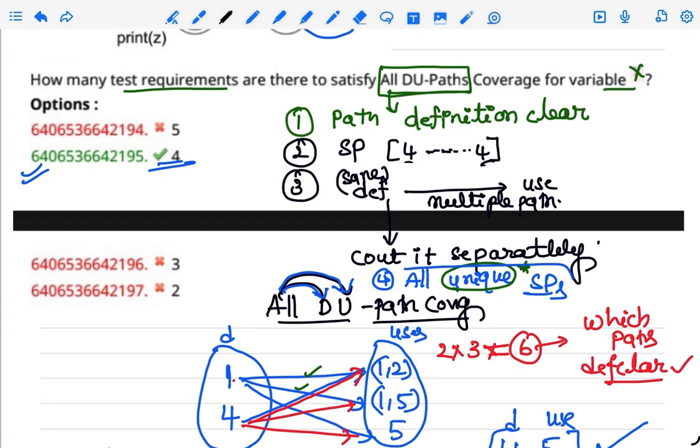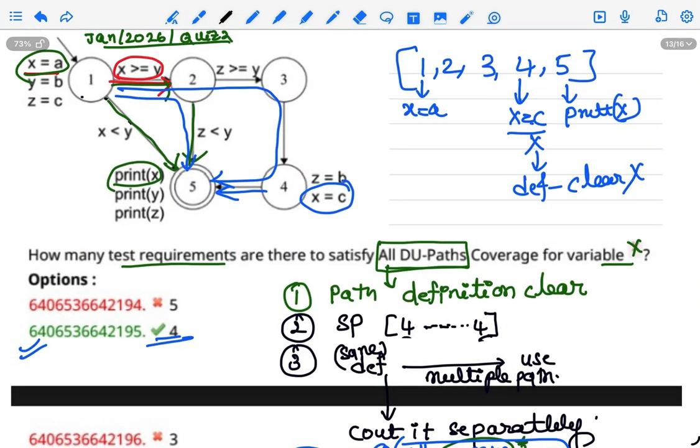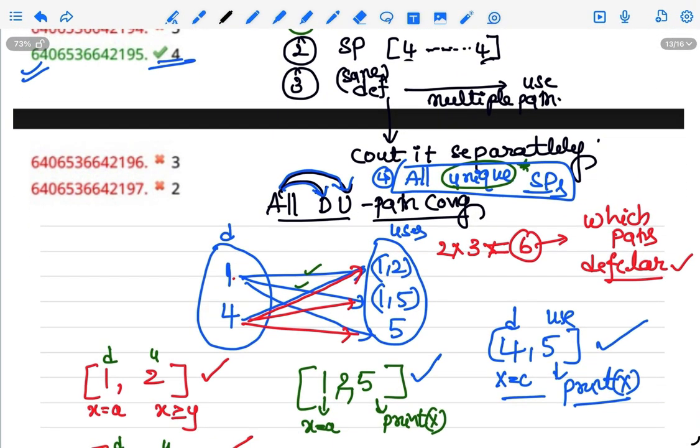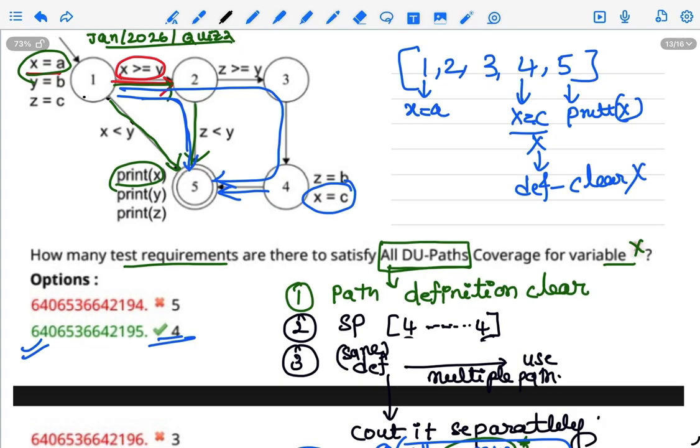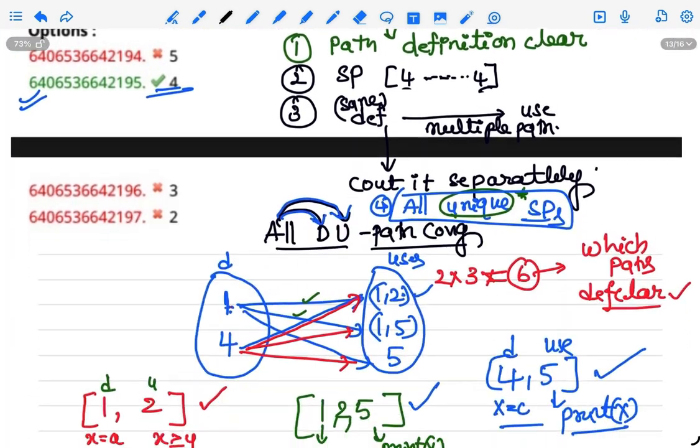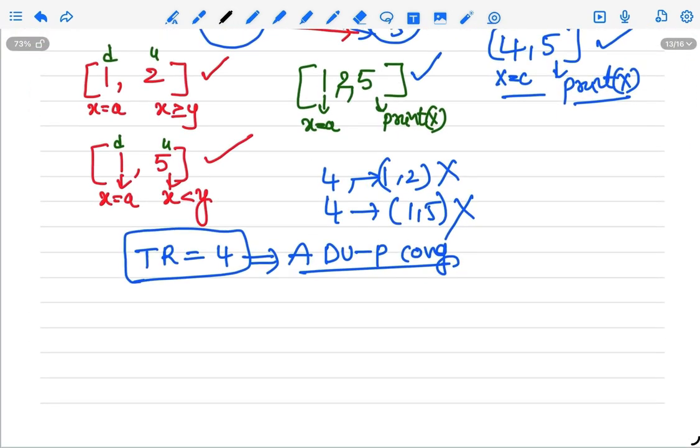All unique simple paths: check for each definition. If you reach the use from definition 1, how many paths are possible? Check all other paths also, including going from this side, without redefinition. All paths are considered as multiple paths for all DU paths coverage. According to length, all defs coverage is the minimum.